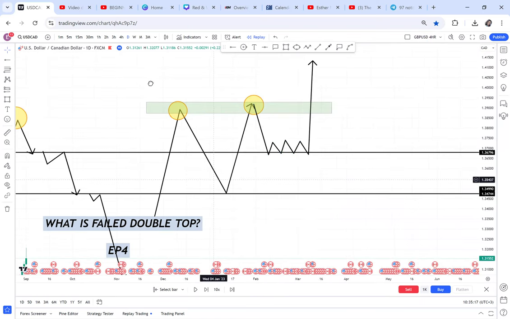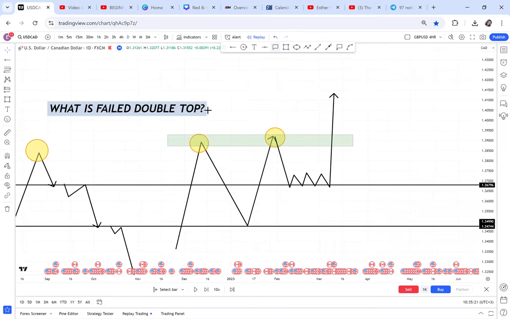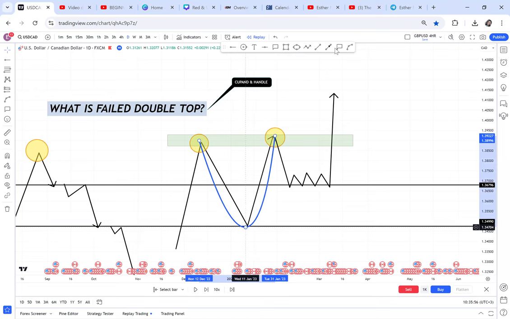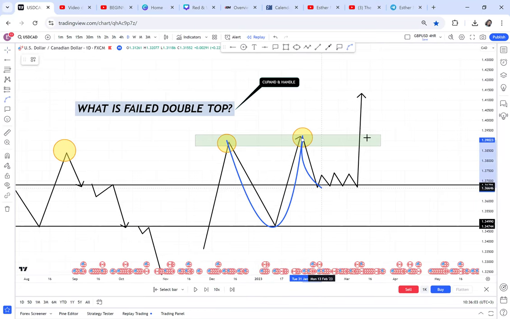You need to understand a failed double top can also be called a cup and handle. If you have never known how people trade the cup and handle, it is a result of a failed double top. If I want to make a cup here, this will be my cup, like the cup you drink with. That pattern came from the idea of the cup, where the two tops are, and the bottom is the neckline. The handle is where the market is refusing to break. This is where the handle is.